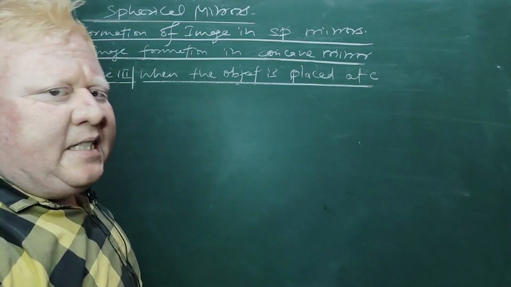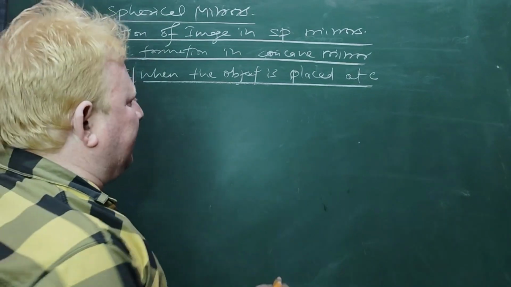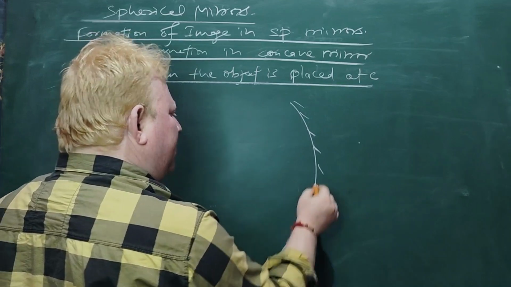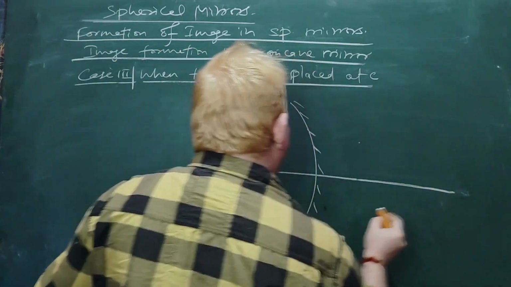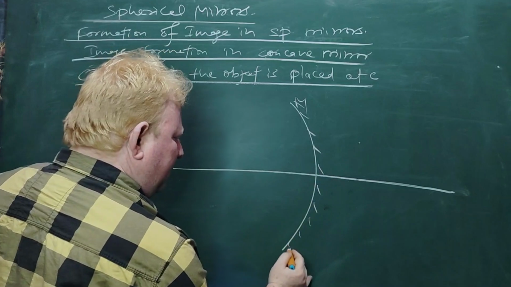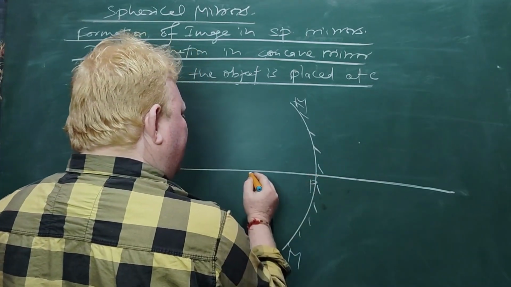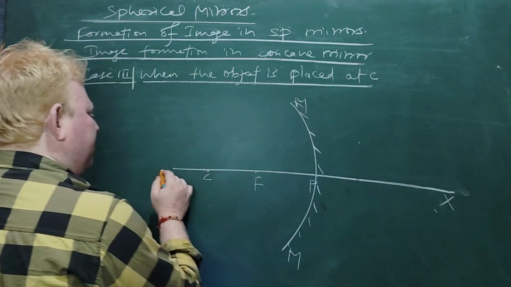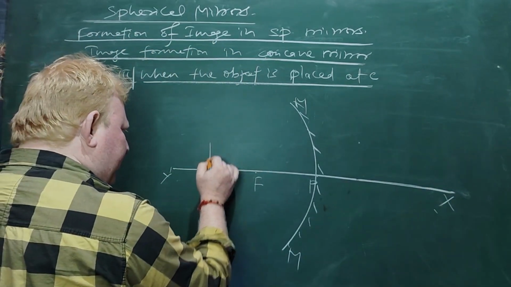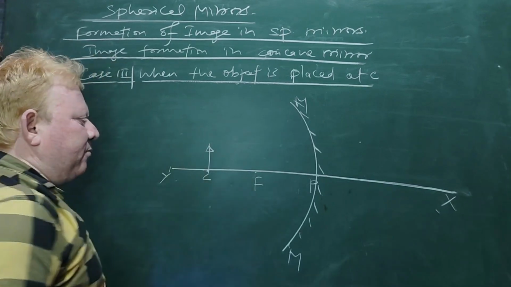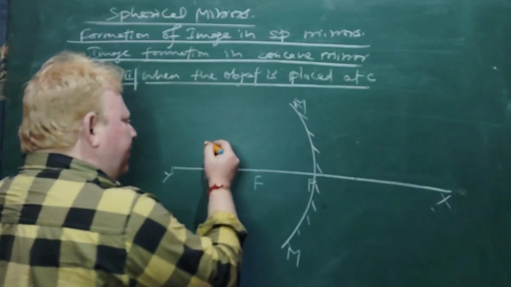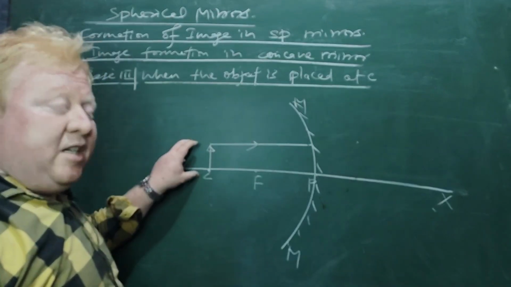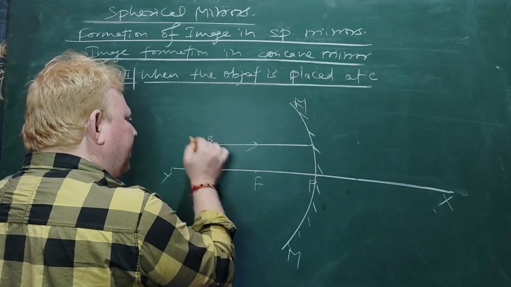So when the object is placed at C, what is the nature of image formed? Let us see. We have one concave mirror, of course. This is the concave mirror. So let us consider a concave mirror MM dash, whose pole P, focus F and center of curvature C. X axis is the principal axis. Now one object is placed exactly at center of curvature.